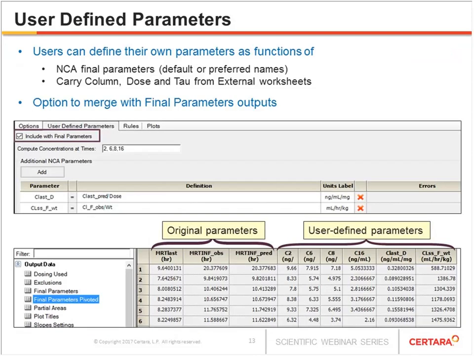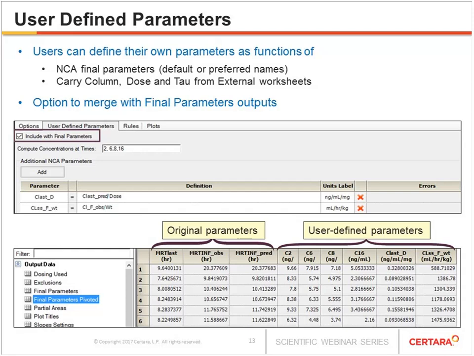The other user-defined parameters are anything that you can dream of that has an arithmetic combination. If you can see the middle of the slide here, it's C last, the last observed concentration divided by the dose. You put the parameter name on the left of the equal sign, and you put the arithmetic calculation on the right-hand side. A user would need to manually enter the correct units.